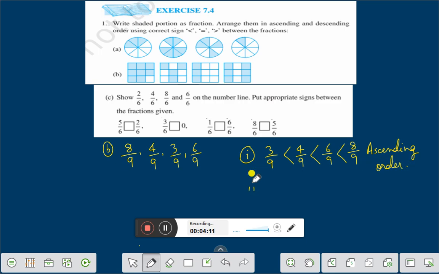And now we'll represent it in descending order. That's 8 by 9 is greater than 6 by 9. 6 by 9 is greater than 4 by 9, and 4 by 9 is greater than 3 by 9. That is descending order.